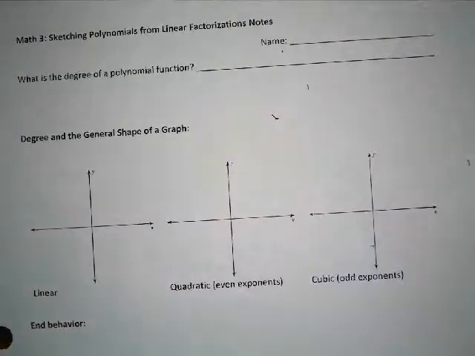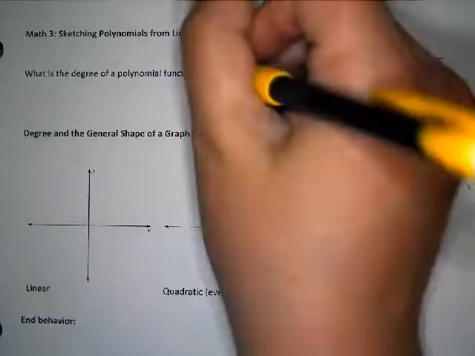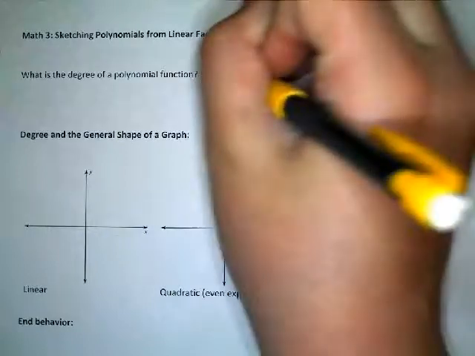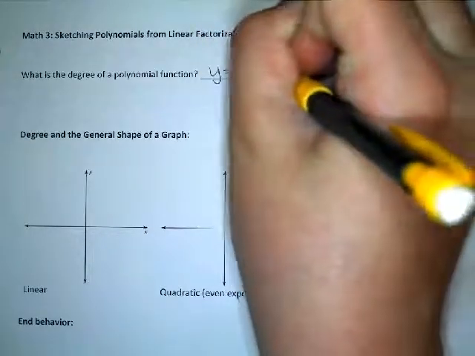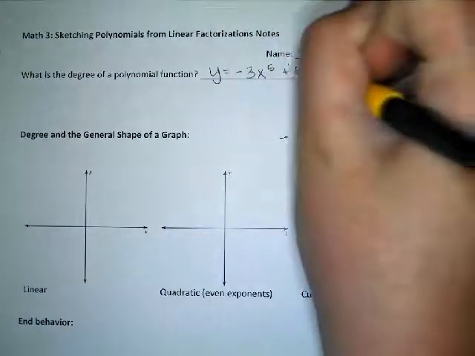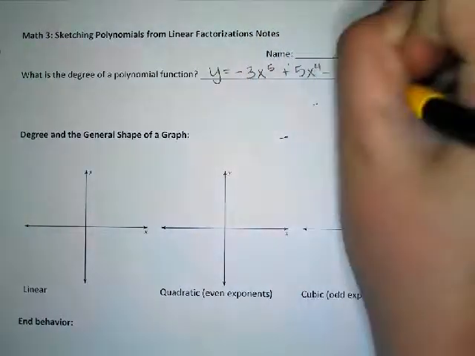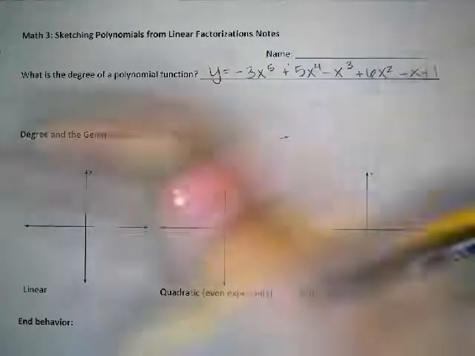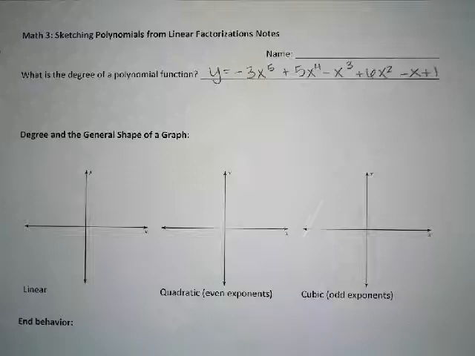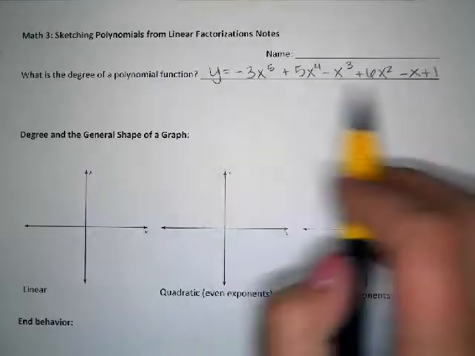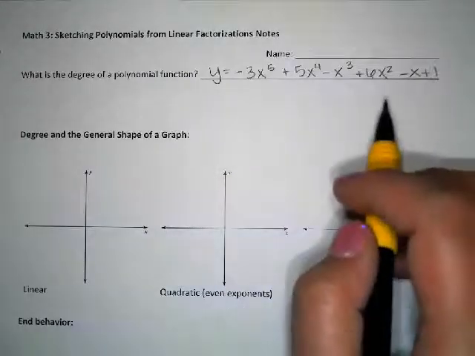Okay. So, if we have the function y equals negative 3x to the 5th plus 5x to the 4th minus x to the 3rd plus 6x squared minus x plus 1, this is just kind of a long drawn out polynomial function.